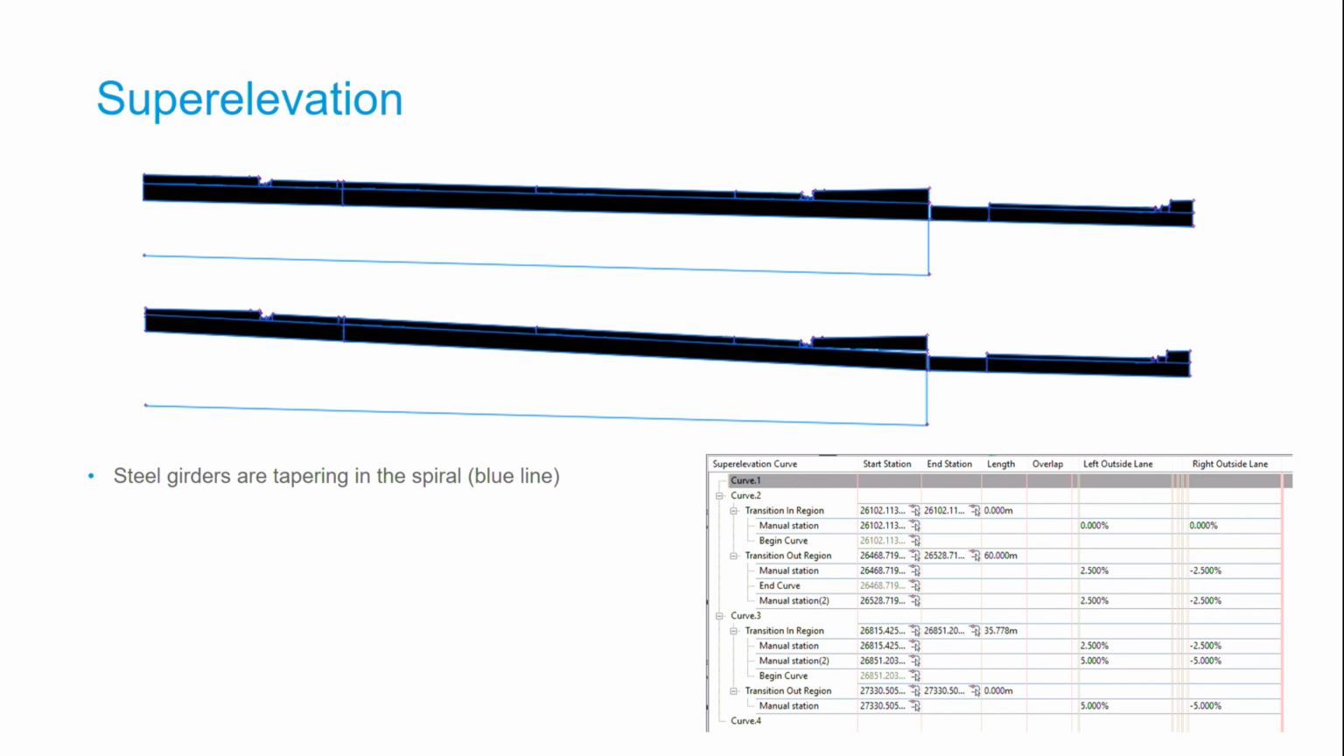The varying superelevation is a little bit hard to see, but the top profile, the top section, has a cross slope of 2.5%, while the bottom one is at 5%. But as you might see, the blue line on the bottom is still at 2.5%. So the girders are staying at 2.5%, while the top of the girder is varying from 2.5% to 5%.